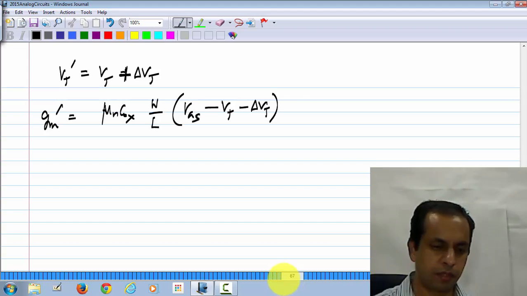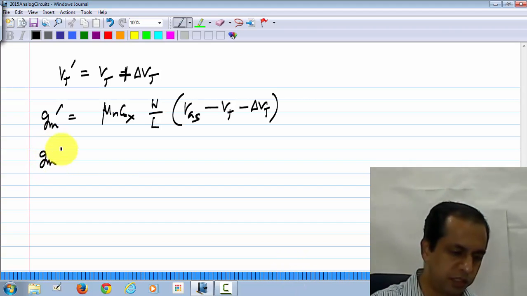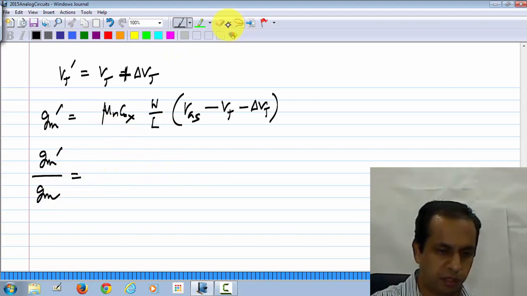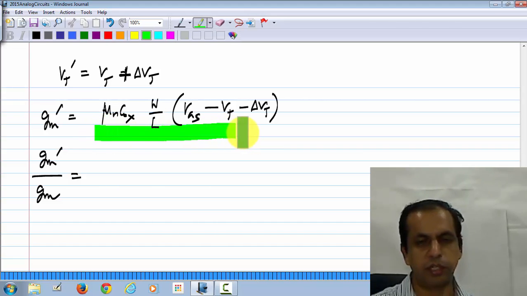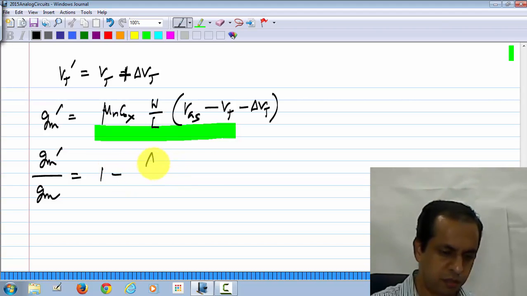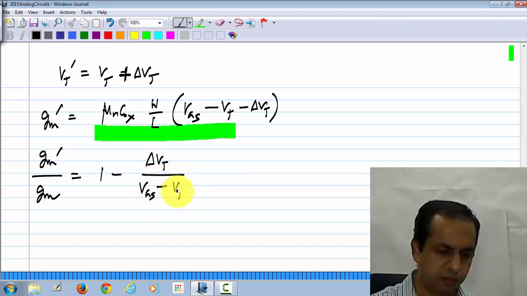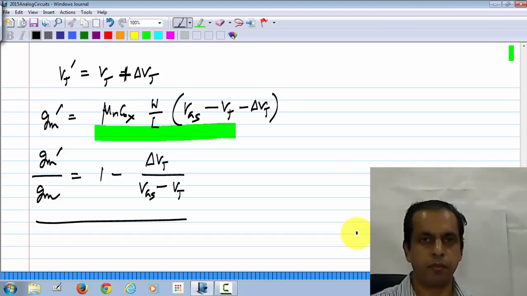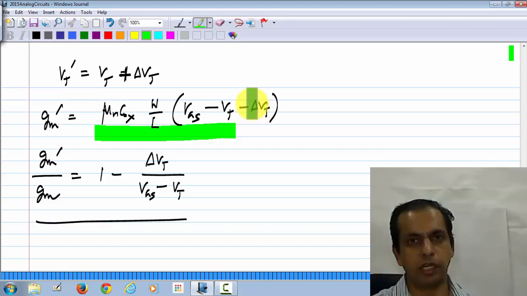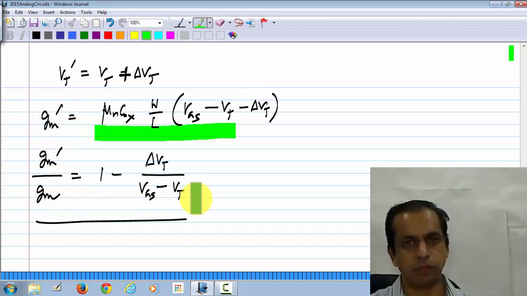Okay, and GM prime divided by GM would be, remember, just this part is the original GM. This is 1 minus delta VT divided by VGS minus VT. Because GM originally was the same expression without this delta VT. All I am doing is dividing GM prime by the original GM and I get this relationship.